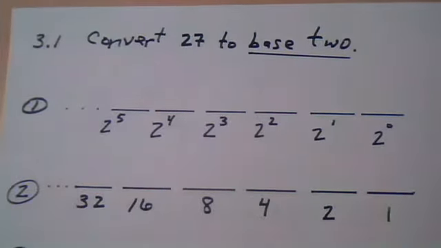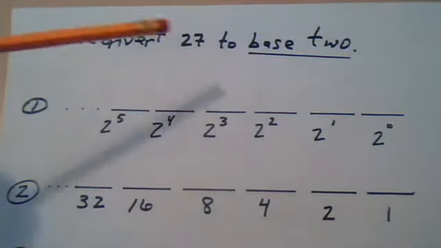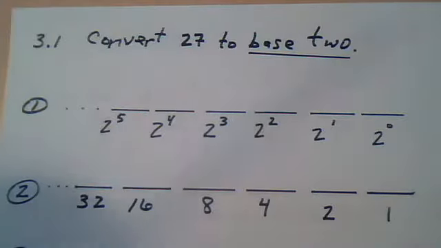Convert 27 to base 2. Notice 27, they didn't mention a base. When they don't mention a base for a number, assume base 10, which are the numbers we use from day to day. Our system is a base 10. But they would like us to change 27, which is base 10, into a base 2 number.